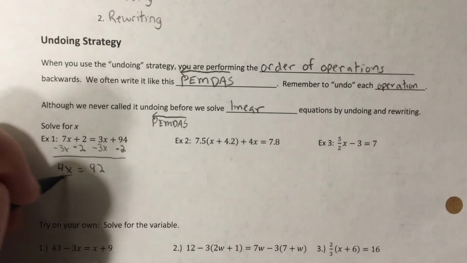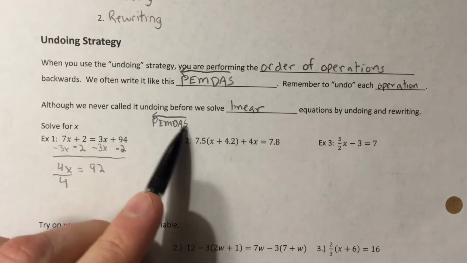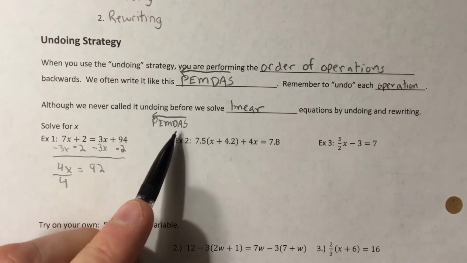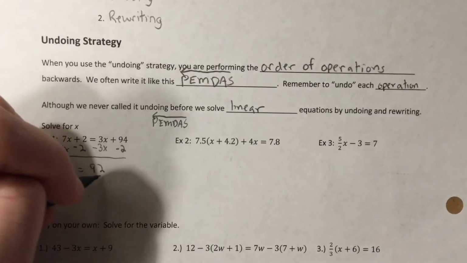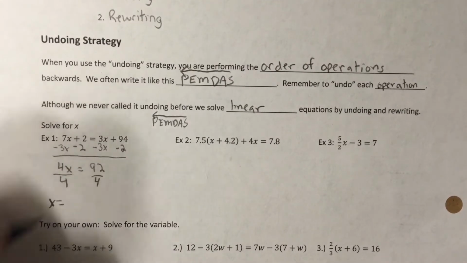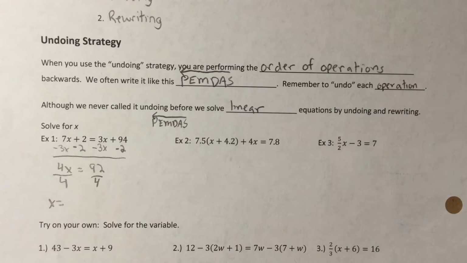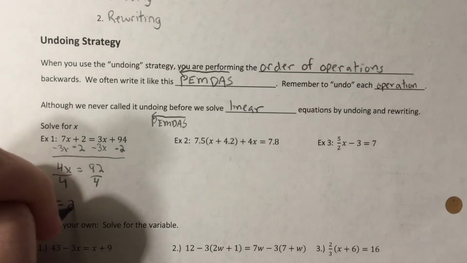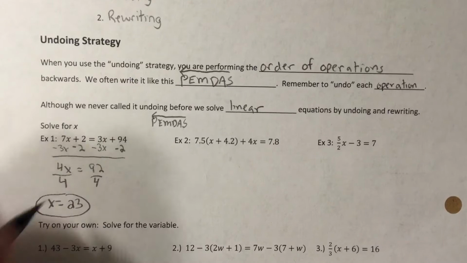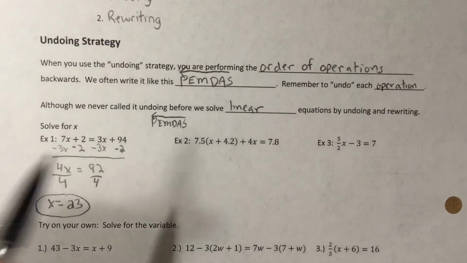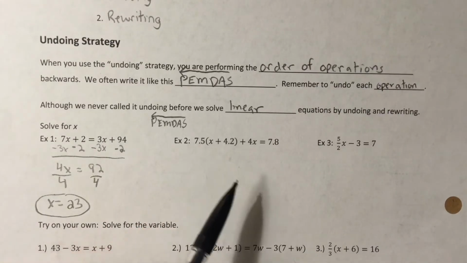And then I undo multiplication. I already undid all my addition and subtraction. Now I'm undoing multiplication and division. I'm undoing this multiplication by dividing by 4, and 92 divided by 4 is 23. Real quick, one more example.